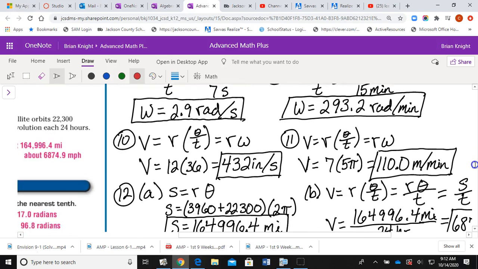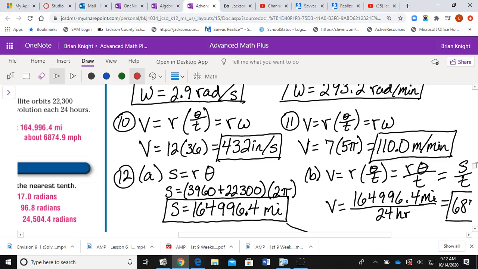10 and 11, you're finding linear velocity. So it gives you R, it gives you omega. Okay, omega again is the angular velocity. So you're just multiplying your radius, which was 12 on number 10. Your angular velocity is 36. 12 times 36, boom, put in your calculator, 432, and that was inches per second. 11, same type problem. It told us our radius was 7. Our angular velocity is 5 pi. Multiply that, you get 110 meters per minute. Notice, pay attention to your units.